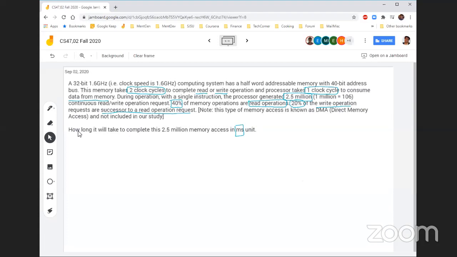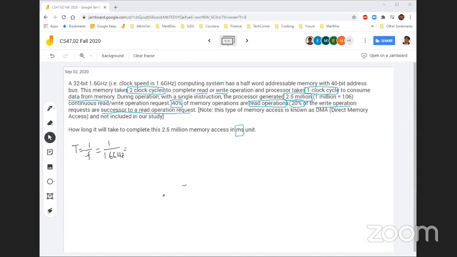I believe we did it in a group last day. Please check your answer with these steps. Maybe let me do that this time. First we need to make sure we have the clock period. We have the clock frequency, and from that we need the clock period. T equals 1 by frequency, which is given as 1.6 gigahertz.